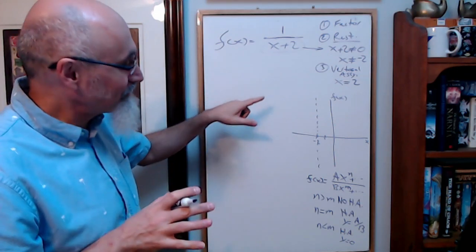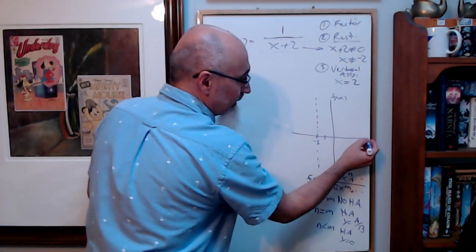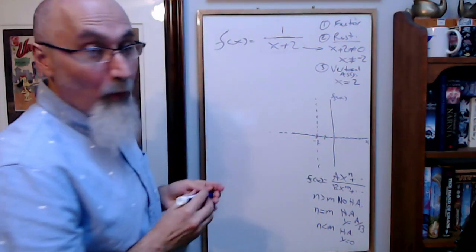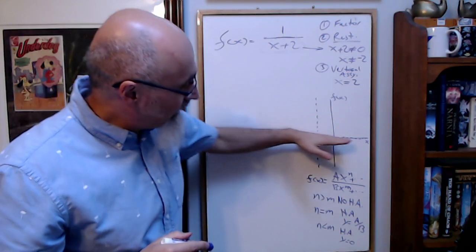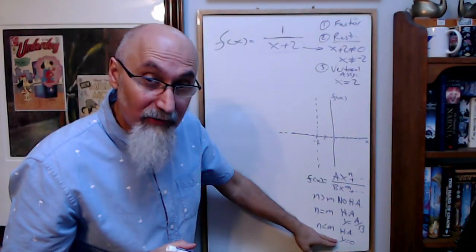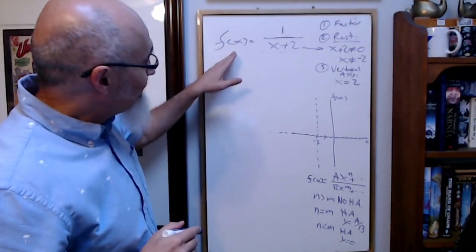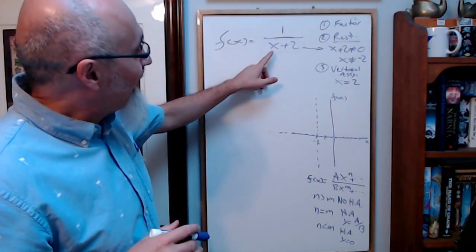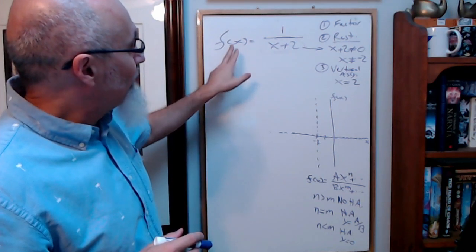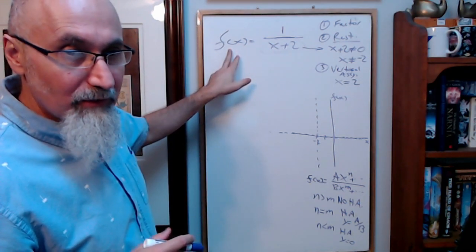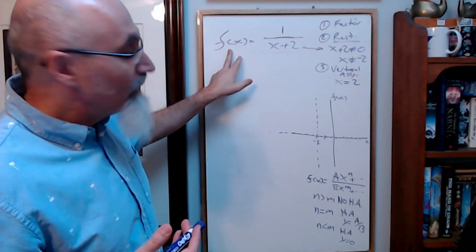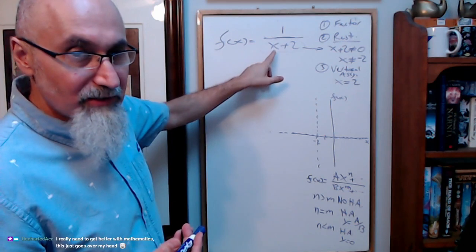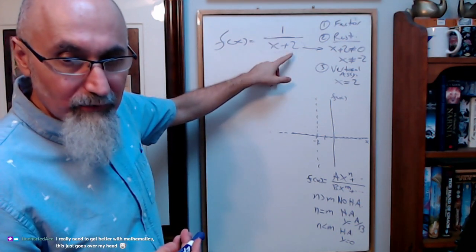So what we have here is a horizontal asymptote. That means this is y equals zero, the line y equals zero. That means f of x can never be zero, which should be intuitive, right? Can you plug anything in for x to make f of x equal to zero? No, you can't. If you set x equal to zero, when x is zero, y is 1/2, right?